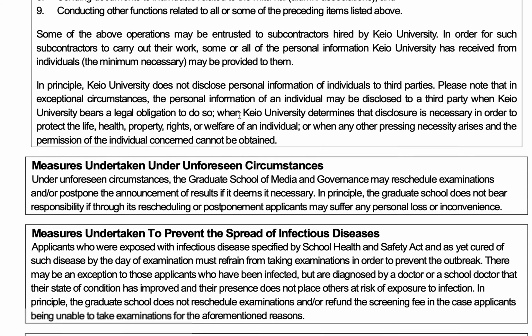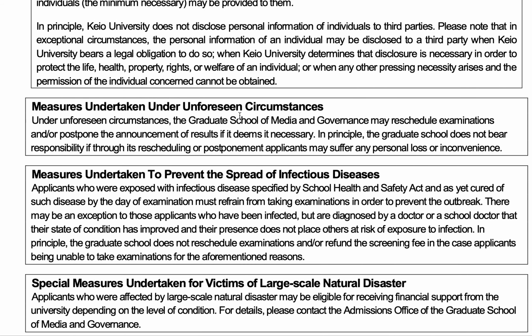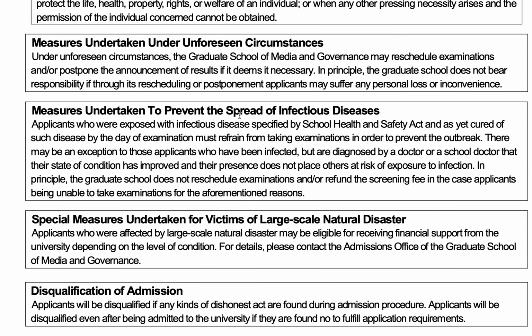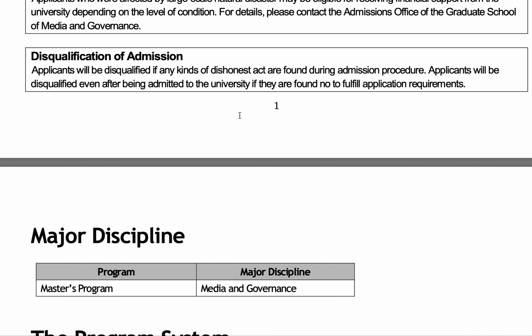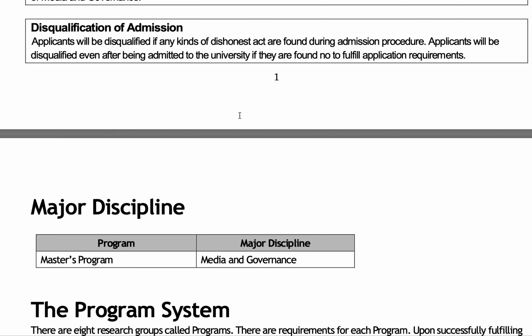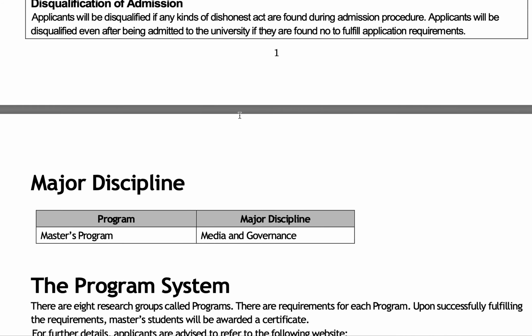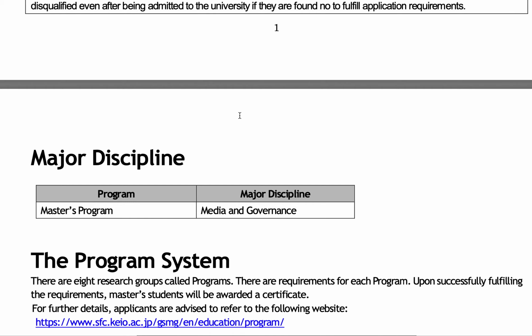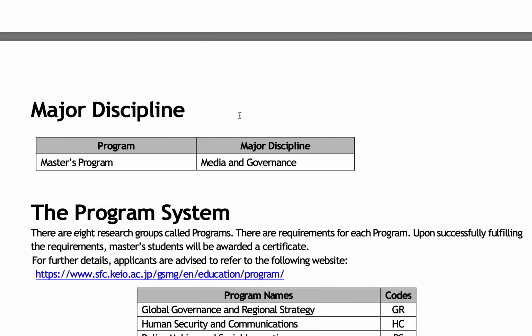Because there are two admissions in one year at Keio University, the application period can also be divided into two periods. One is the spring semester, for which you should apply in March or April. The other admission period is the fall semester, for which you should apply in September or October.